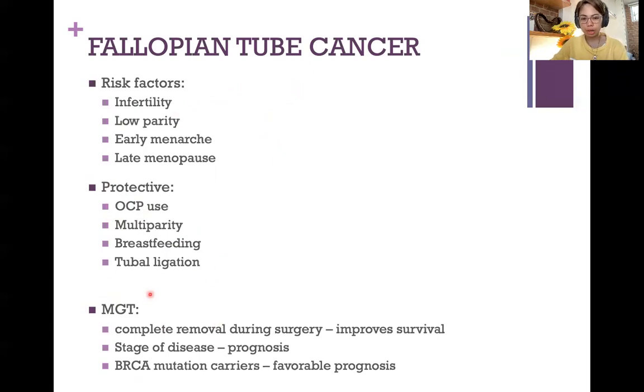Management: complete removal during surgery improves survival, same with ovarian carcinoma. The better prognosis is when there is complete removal of the tumor. Stage of the disease is the most important determinant of prognosis. Although it's familial, if it's present in the family, BRCA mutation carriers have a favorable prognosis.